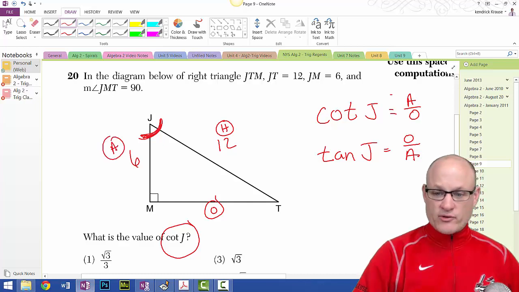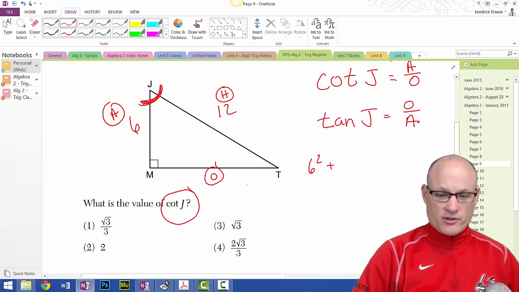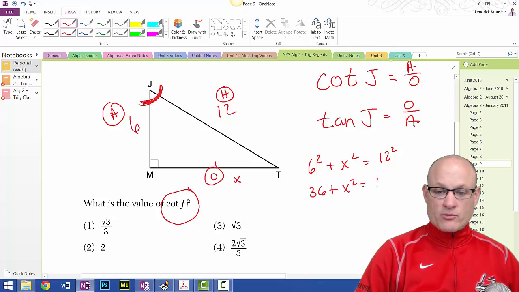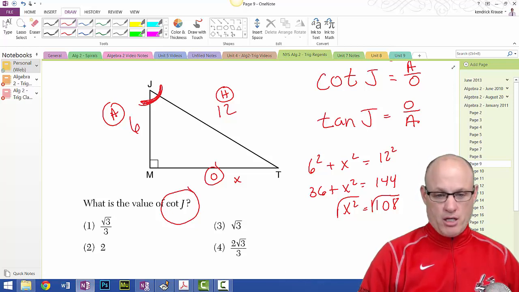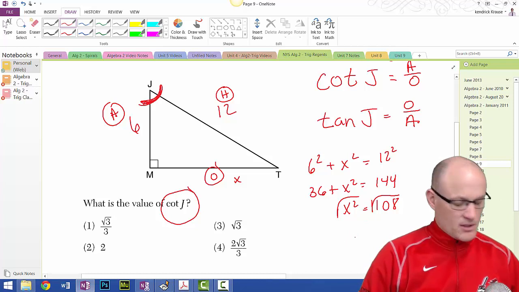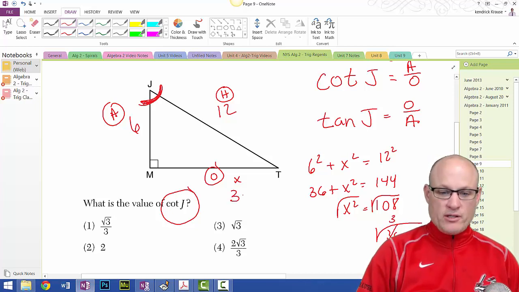So I need something over 6. Ah, shoot. So I'm going to have to do the Pythagorean theorem. So 6 squared plus, let's call it x, x squared equals 12 squared. 36 plus x squared equals 144. X squared equals 108. Square root. Oh my gosh, there is so much going on in this problem. So I got to simplify this. This is the square root of 36 times 3, which is 3 square roots of 3. So I end up with 3 radical 3.